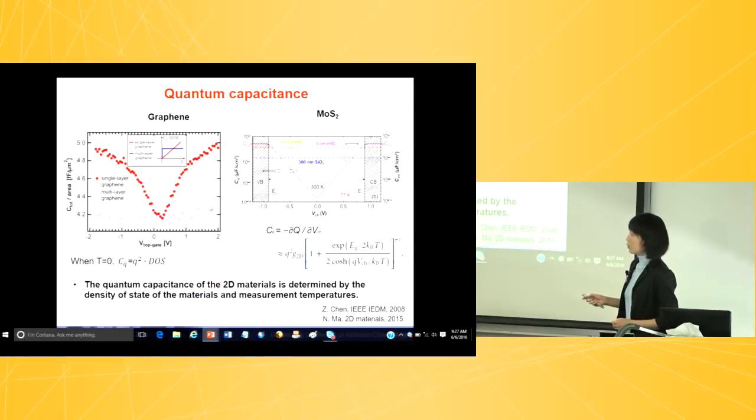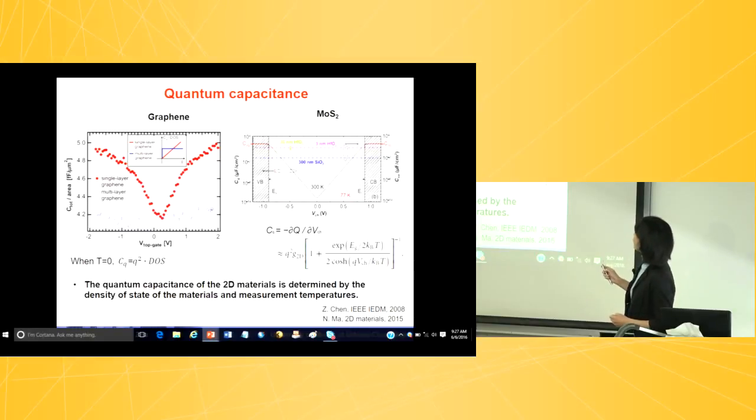The left graph shows the quantum capacitance measured on single layer graphene and bilayer graphene. We can see that for single layer graphene, the quantum capacitance increases linearly with the gate bias, or the voltage dropped on the graphene. For bilayer graphene, the quantum capacitance is constant. This is because the density of states for monolayer increases linearly with the energy. For bilayer graphene, the density of states is constant. So that means if we measure the quantum capacitance of our 2D materials, we can directly probe the density of states in that material.